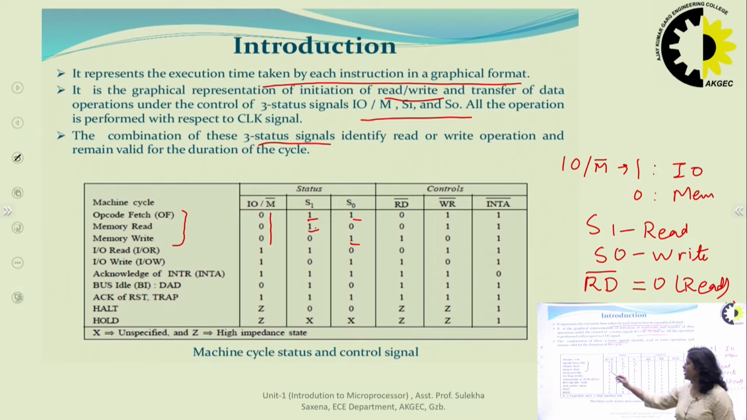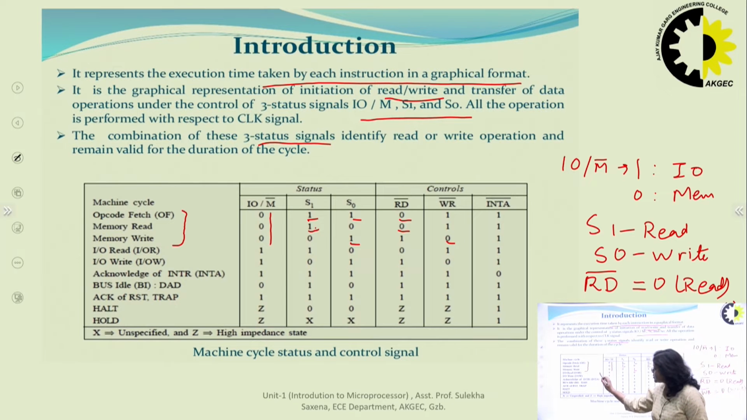Now we talk about the control signals. When we perform read operation, read bar will be 0, and when we perform write operation, write bar will be 0. And opcode fetch is also a memory read, but in memory read we are fetching operands from memory, whereas in case of opcode fetch we are reading the opcode from memory. So in case of opcode fetch also read bar will be 0 and write bar will be 1.